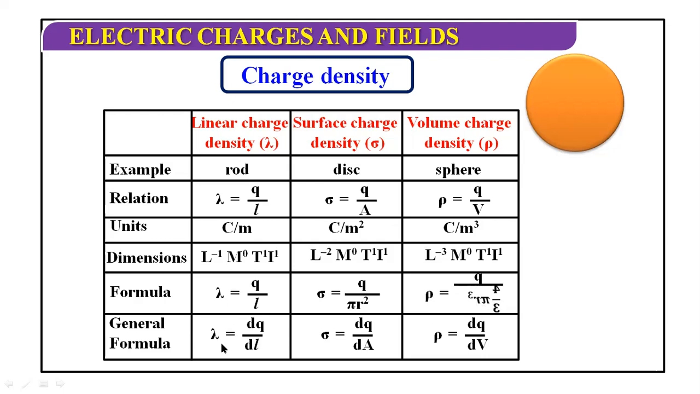General formula: if we take a small element of the rod, each having the length dl, then we can write the linear charge density as dq upon dl. Similarly, when we are taking the surface area and very small infinitesimal area elements, each having charge dq, it can be written as sigma is equal to dq upon dA. Likewise, in terms of small volume elements dV having charge dq, rho is equal to dq upon dV. So this was just a recap of all the three types of charge distribution in tabular form.